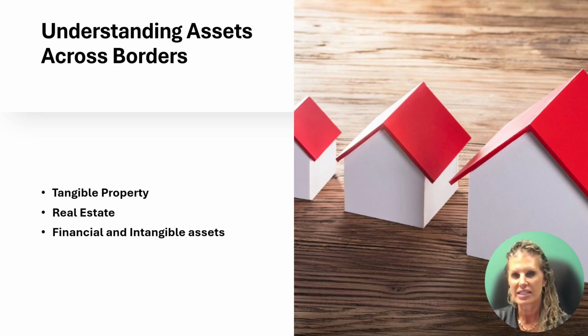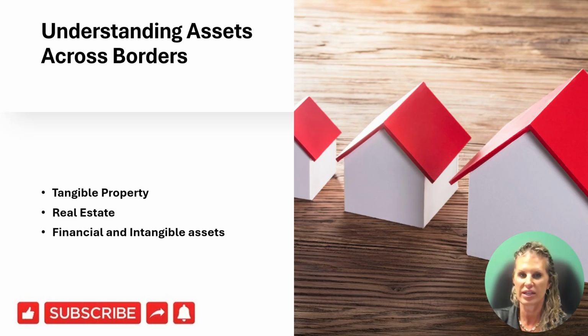Now, when planning an estate that spans multiple countries, it's important to understand how different types of assets are treated. Tangible property, so real estate, vehicles, personal effects, and other physical assets, are often subject to local probate or inheritance laws in the country where they are located. Real property is typically governed by the laws of the country in which it is located, regardless of where the owner actually resides. Now, when it comes to financial and intangible assets, the treatment and reporting requirements for bank accounts, stocks, bonds, retirement accounts, and other non-physical assets vary widely by jurisdiction, depending on where the asset is held, where the owner resides, and their citizenship.